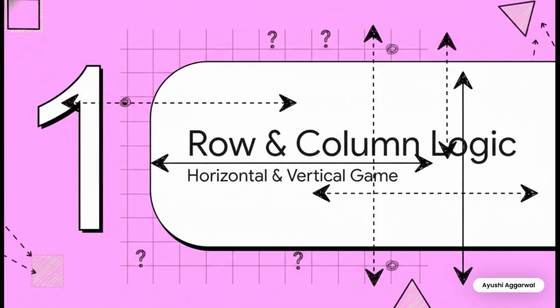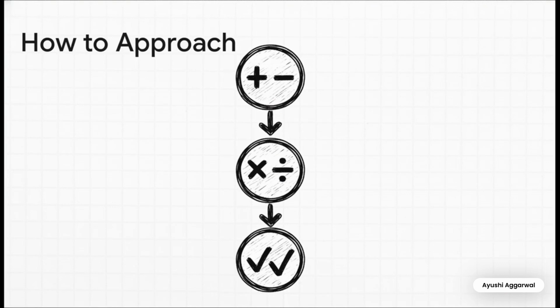First up, the most common pattern of them all. You know, about 70% of missing number questions are based on this very logic. All you have to do is figure out if the numbers are connected horizontally, that is, across the rows, or vertically, down the columns. Think of this as your mental checklist.